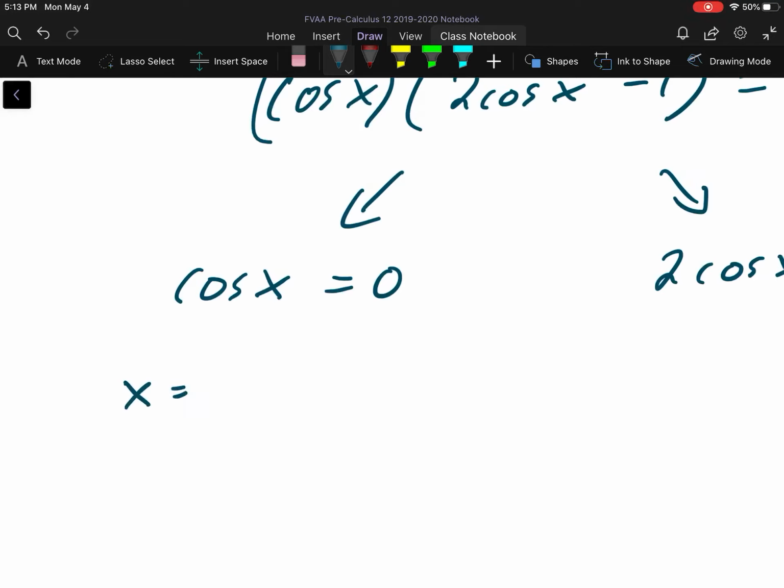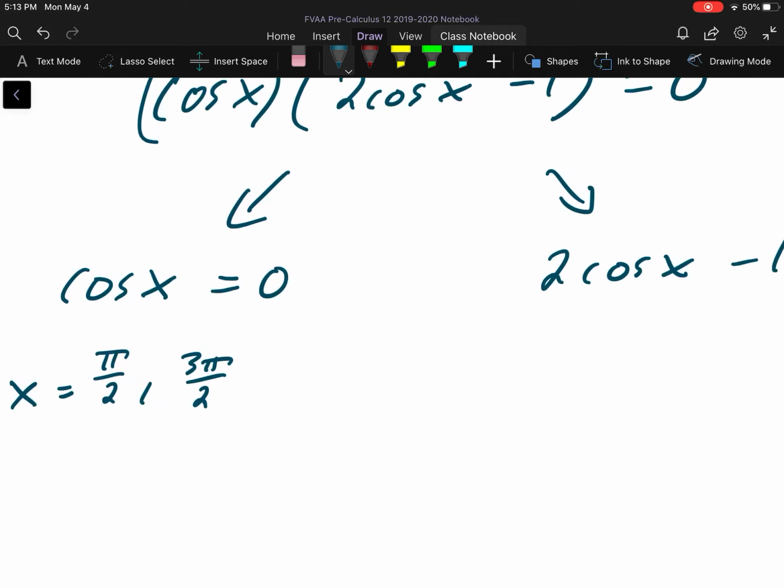Where on the unit circle does cos, or our x coordinate on the unit circle, equal 0? Okay, well, our two solutions should be pi over 2 and 3 pi over 2, right? That's when cos x is equal to 0. So those would be the two solutions on this side.